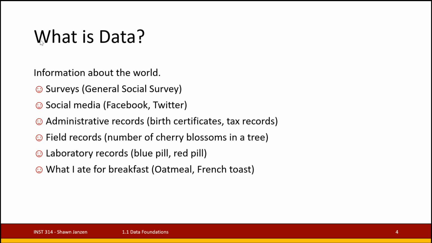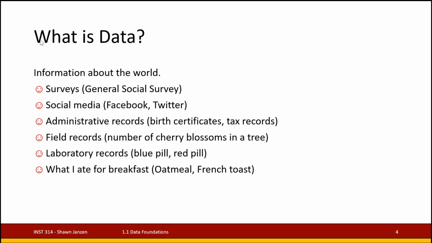We see it all around us in different forms. It comes through as surveys, such as the General Social Survey, social media, like Facebook and Twitter, administrative records. These are things like birth certificates, tax records, or even just how many classes are you taking this term. Field records, when people go out into the world in the wilds, and that wild could be your very backyard, to find out interesting things like the number of cherry blossoms in a tree, or how far back the ice caps receded this particular year.